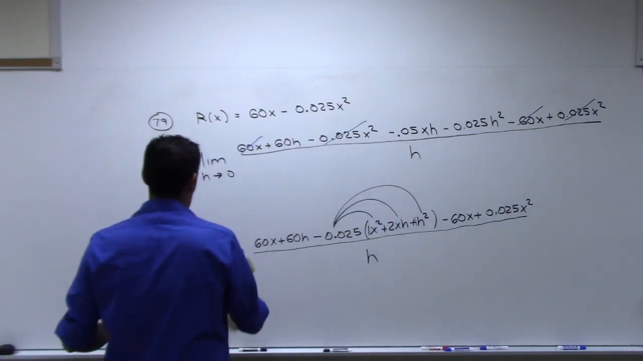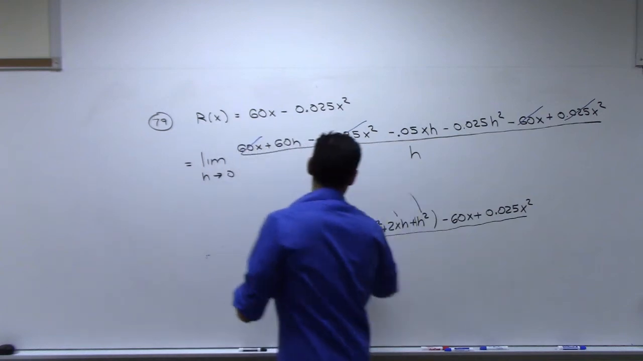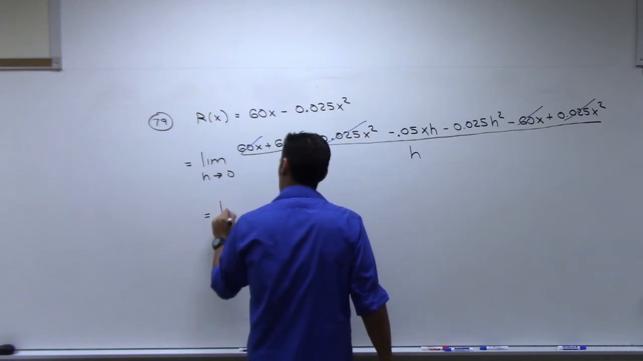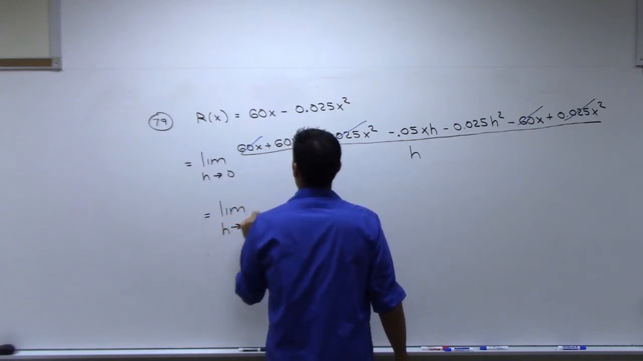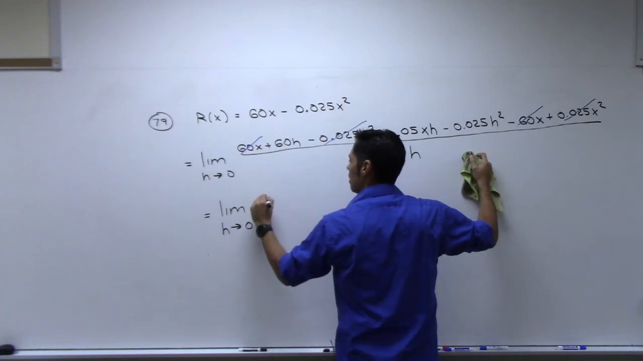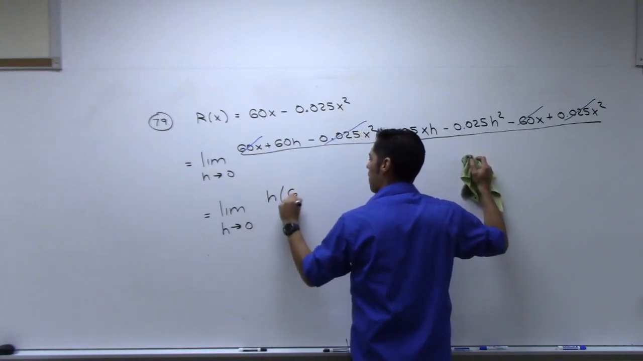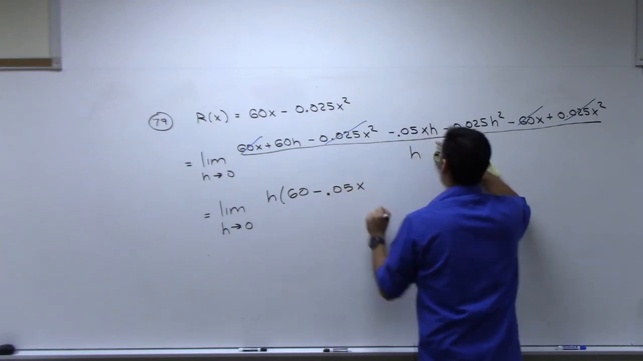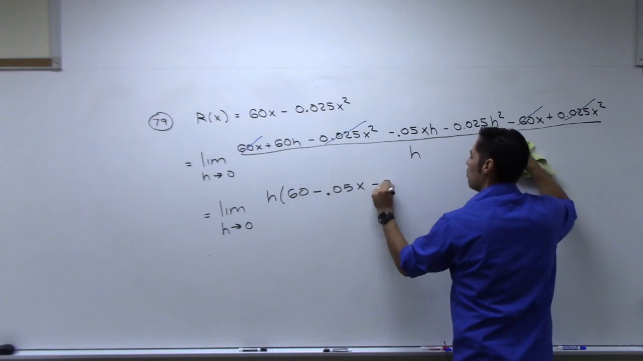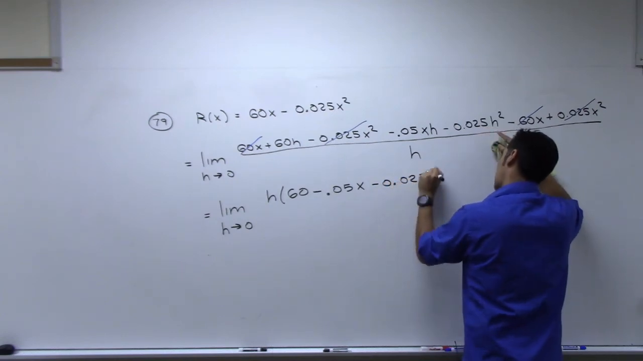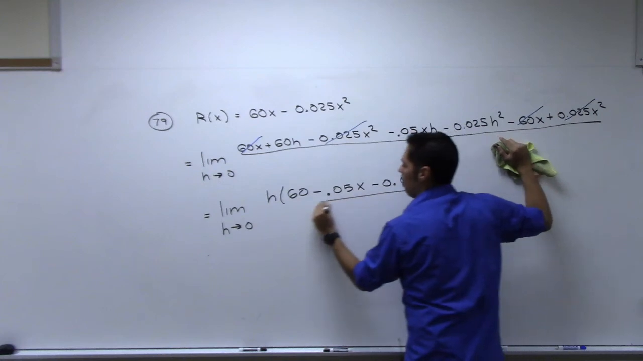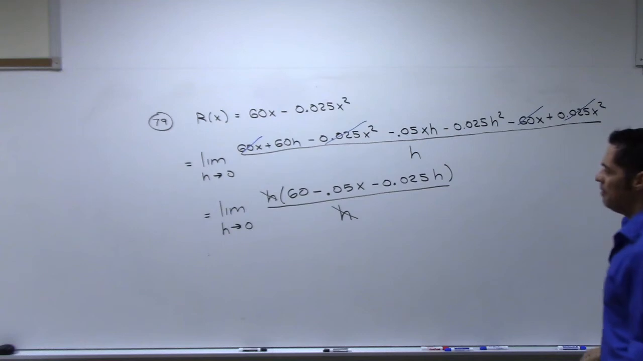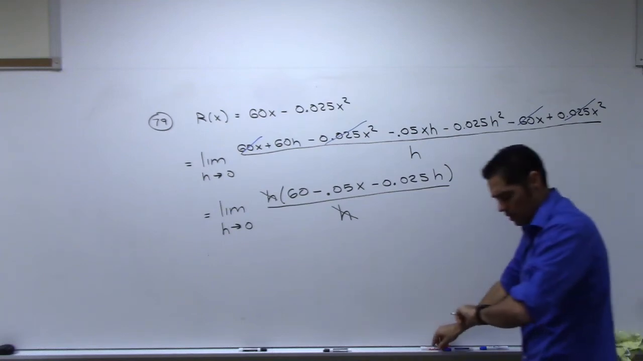So I'm going to try and kill a couple of birds with one stone here. I realize that in the numerator, I'm going to have the ability to factor an h out. So let me go ahead and take an h out of all of these. H. Now I'm left with a 60 here. Here I'm left with a minus 0.05x. And then here I'm left with a minus 0.025h. And that's all over an h. And these h's cancel. And now I can finally take the limit.